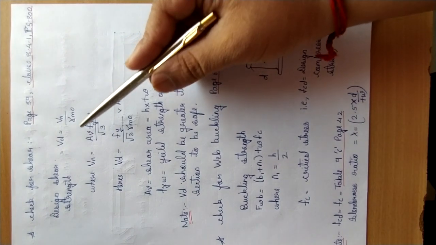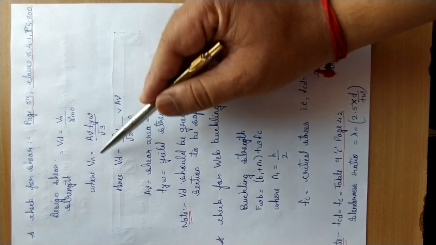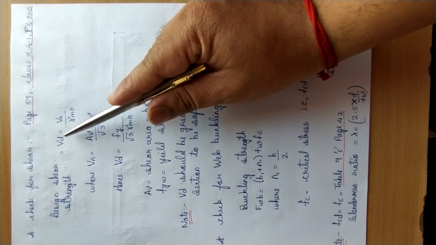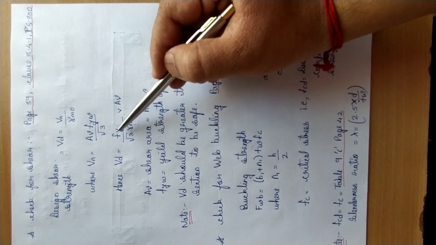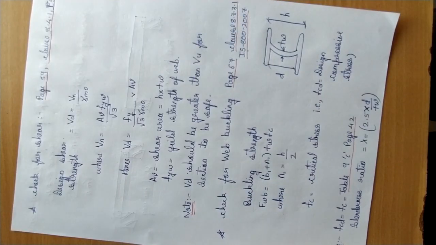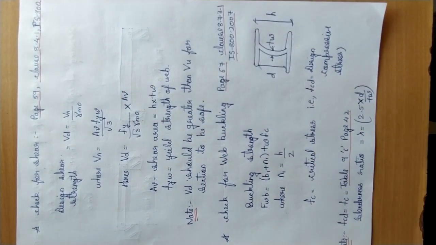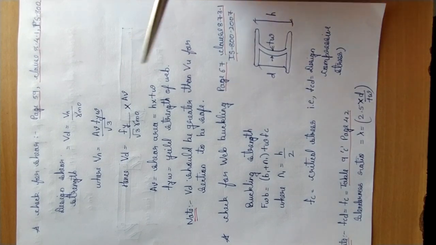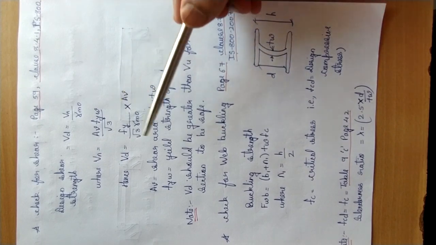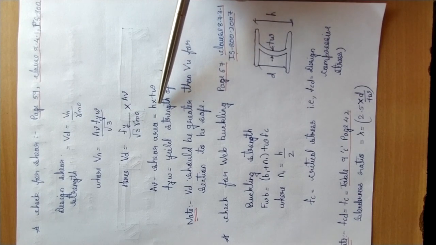So check for shear: Vd is equal to Vn divided by gamma m0, where this component Vn is nothing but Av Fyw upon root 3. So I can write Vd is equal to Fy divided by root 3 gamma m0 into Av. So this component is into Av. I have purposely separated it out because this Av is very important. This is nothing but the shear area. So what is the shear area? It is nothing but the thin area.